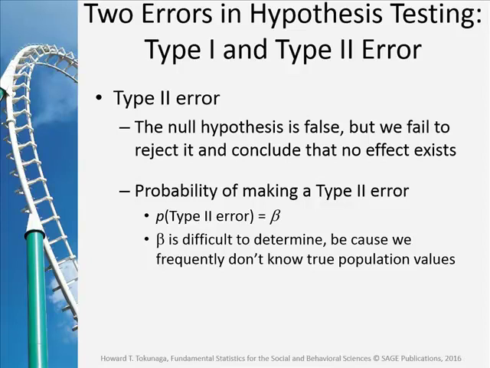The problem is that we don't actually know what beta is. We decide what alpha is going to be when we set our decision rule. But we don't actually know what beta is. Because we don't often know the true population values. If we knew the true population values, we wouldn't have to do inferential statistics. We wouldn't have to take a sample.